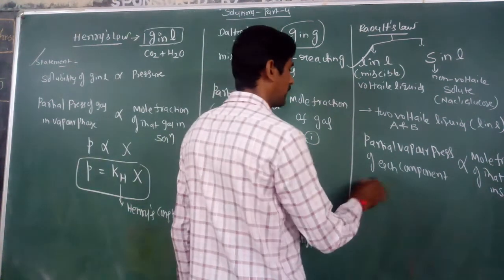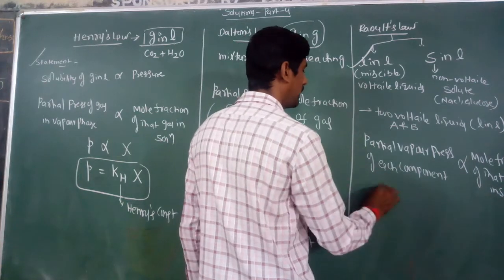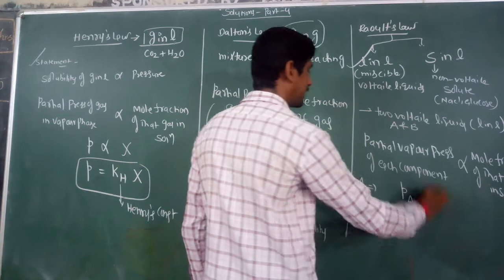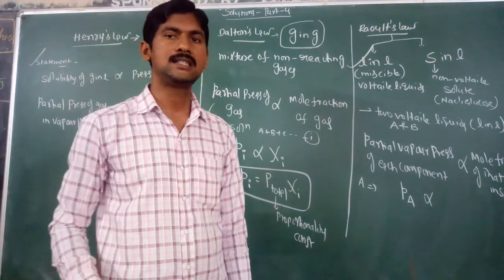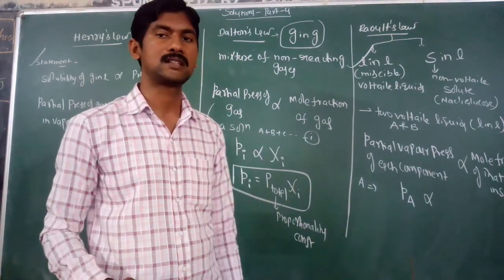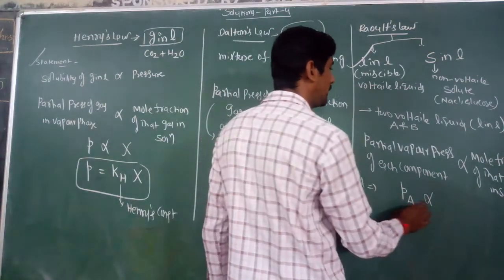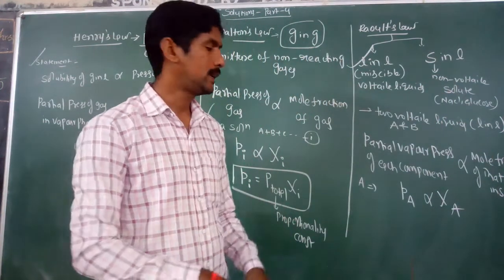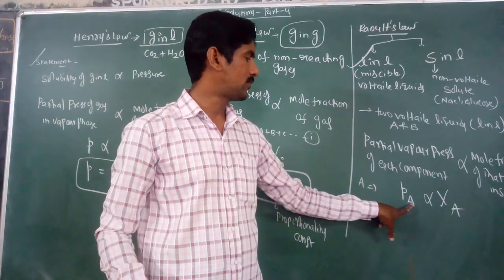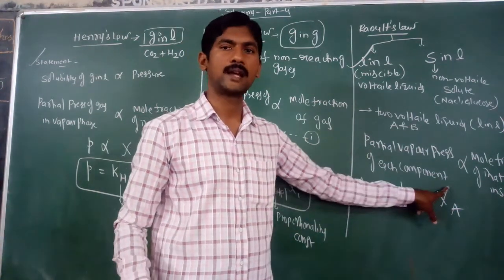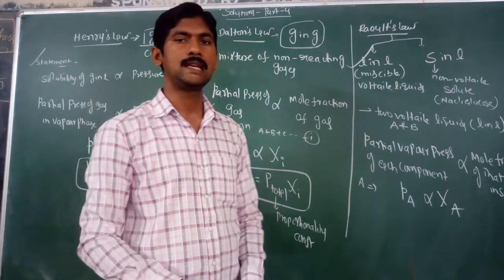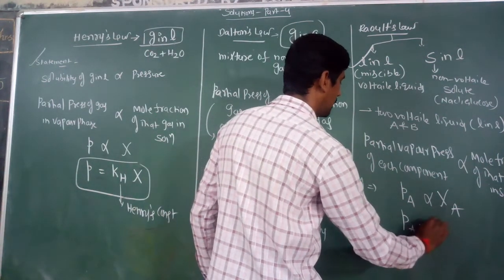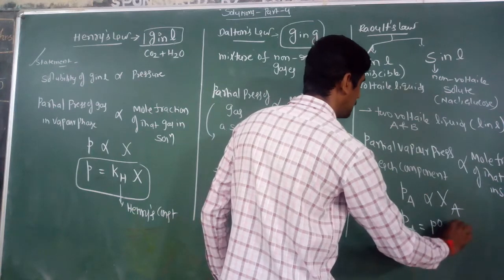For example, component A. For component A, the partial vapor pressure of A is PA, and the mole fraction of A is XA. So PA is directly proportional to XA. That implies PA is equal to P naught A into XA.